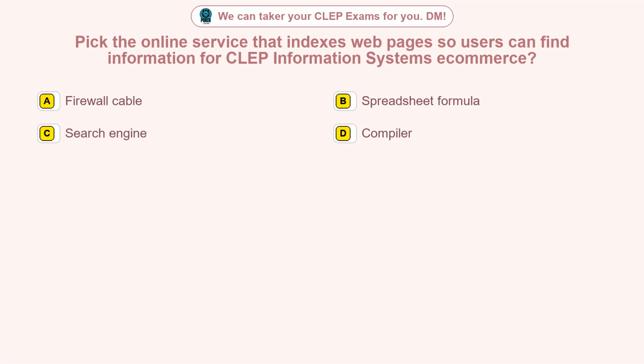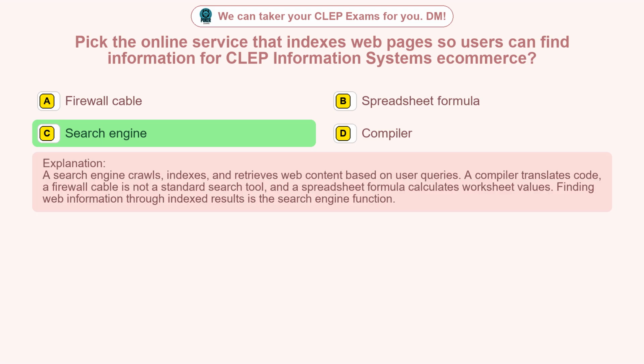Question 26. Pick the online service that indexes web pages so users can find information for CLEP Information Systems Ecommerce. Option A, firewall cable. Option B, spreadsheet formula. Option C, search engine. Option D, compiler. The correct answer is option C, search engine.